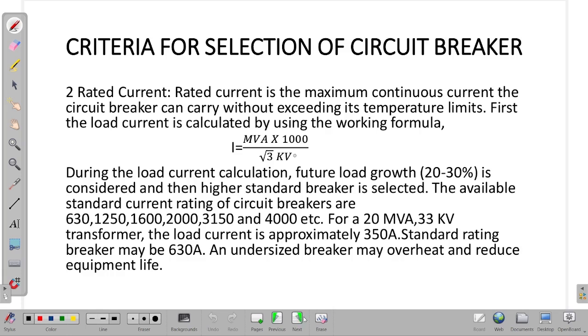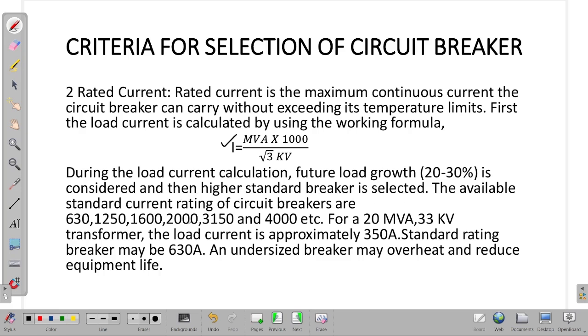The next criterion is the rated current. The rated current is the maximum continuous current the circuit breaker can carry without exceeding its temperature limits. First, the load current is calculated using the formula: load current I equals MVA times 1000 divided by root 3 times kV system voltage. In the load current calculation, future load growth of 20 to 30% is also taken into consideration. Then the next higher standard breaker is selected.